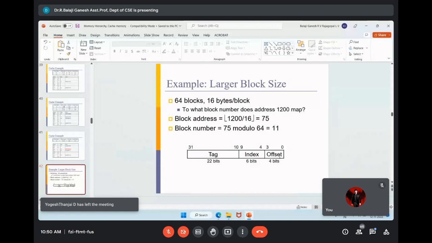Okay. Usually all memory addresses will be of 32 bit size. It's by default, no change. That is indexed from 0 to 31.